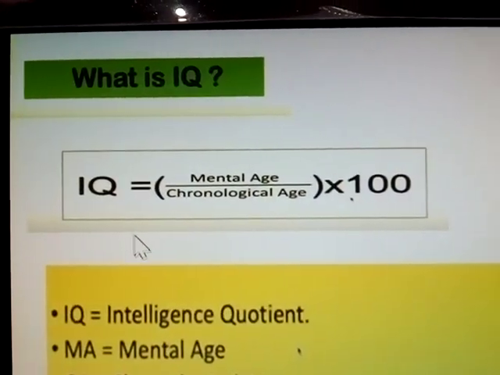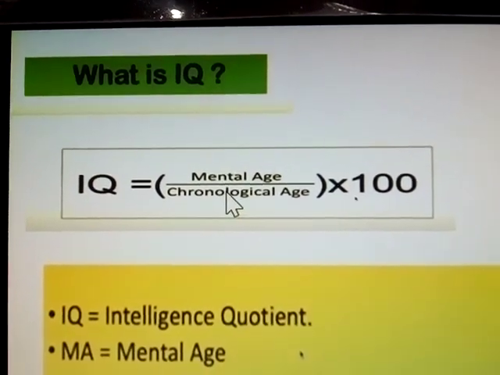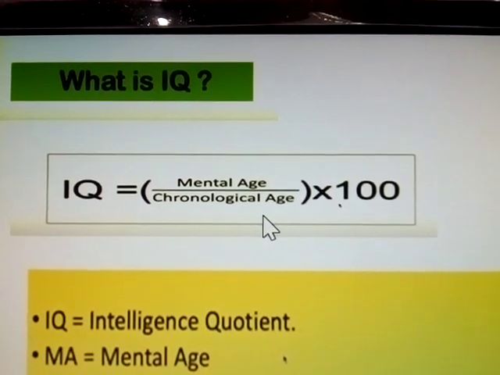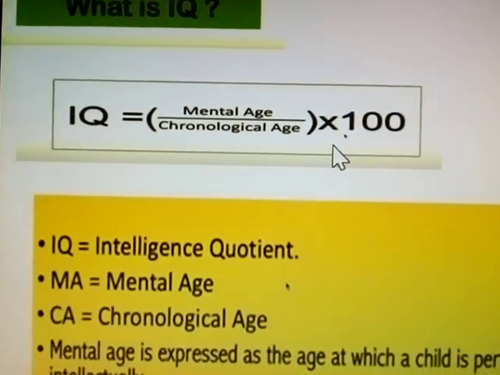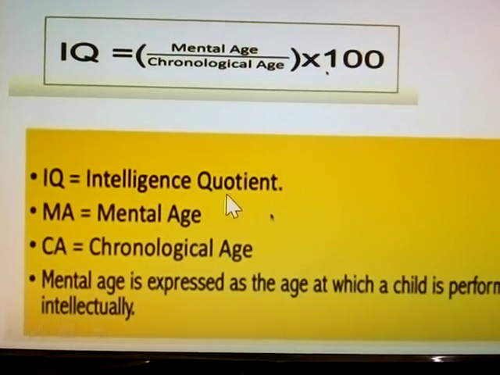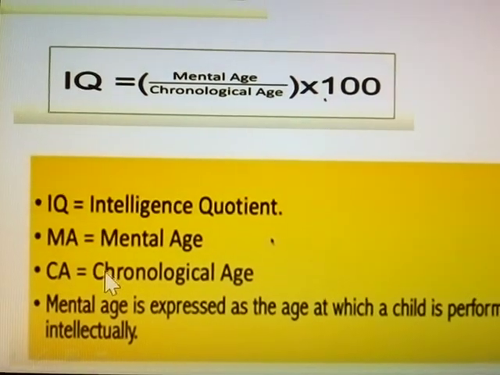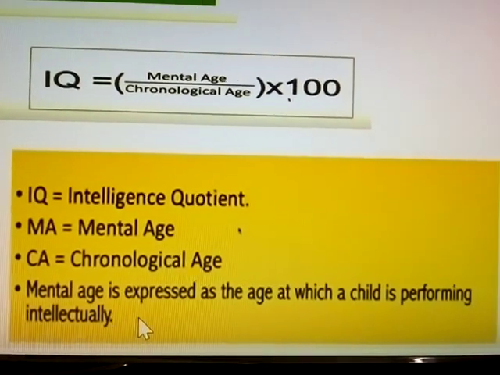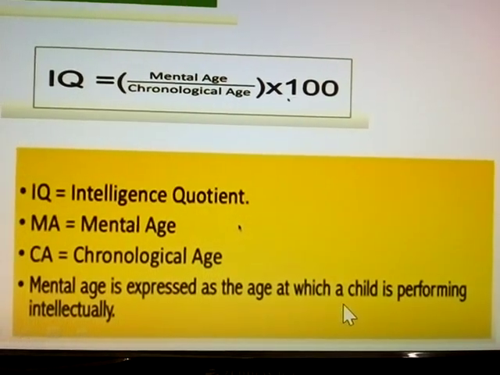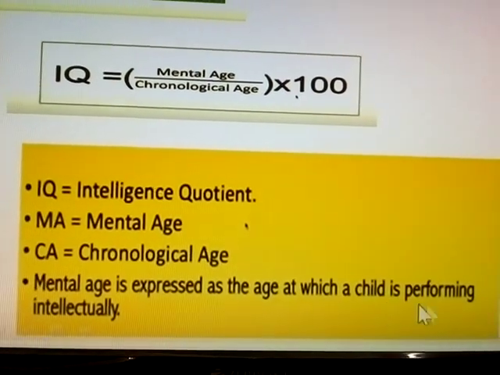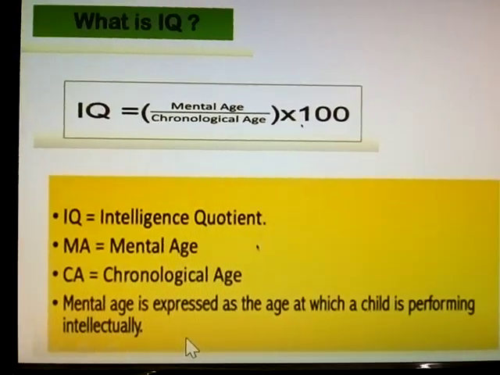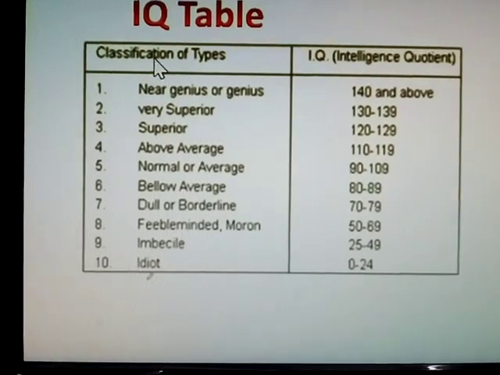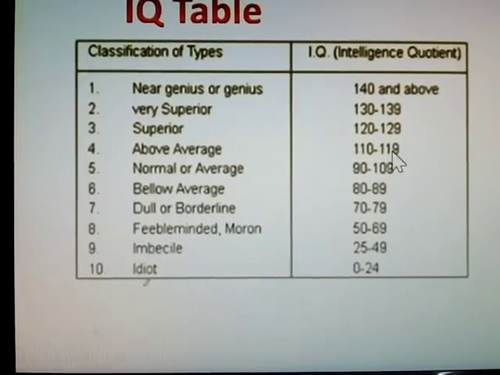What is IQ? IQ formula: mental age divided by chronological age, multiplied by 100. IQ means intelligence quotient. MA means mental age. CA means chronological age. Mental age is expressed as the age at which a child is performing intellectually. This is a very important topic in CTET. Next is the IQ table. This is also very important.